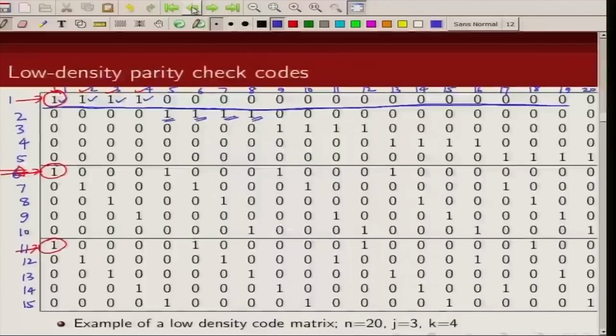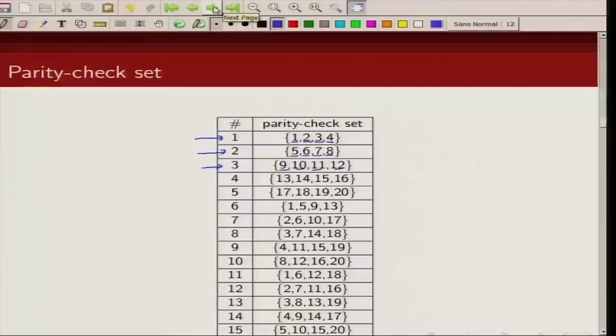We can take any example. Let us just take the 8th one: bits number 3, 7, 14 and 18 are participating in the parity check equation. This is how for each of the parity check equations we create the parity check set. So, there are 15 such parity check sets for this particular example.